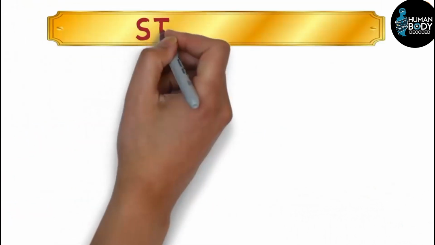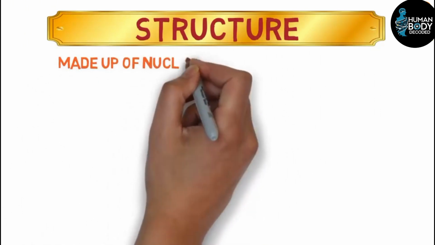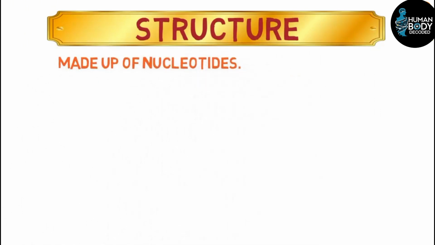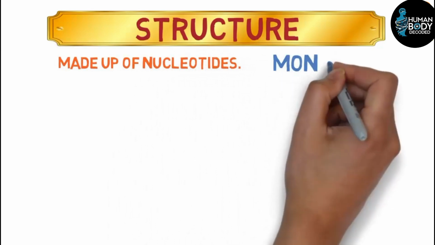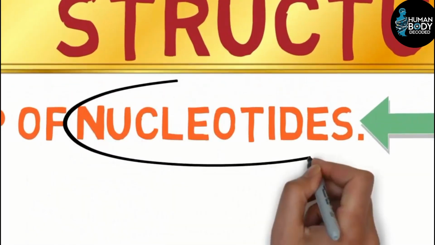Now we come to the structure of nucleic acids. Friends, nucleic acids are made up of nucleotides, and nucleotides are the monomers of nucleic acids. Just like I previously taught about the monomers of proteins, lipids, and carbohydrates. What are they? For proteins, there are amino acids. Now we come to nucleotides.